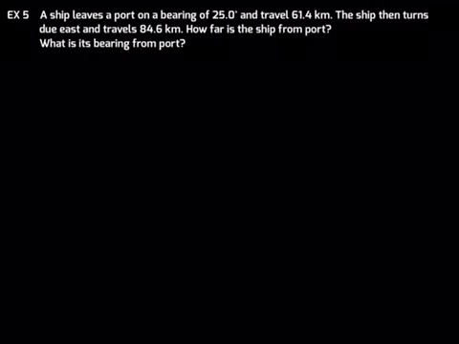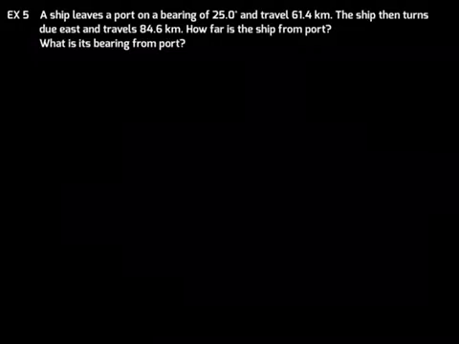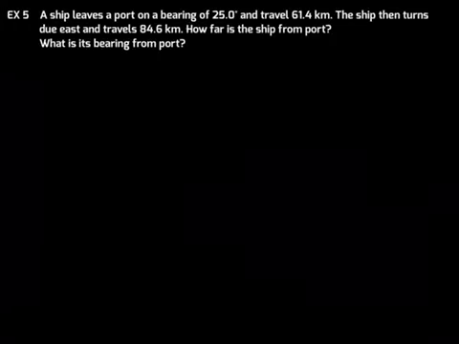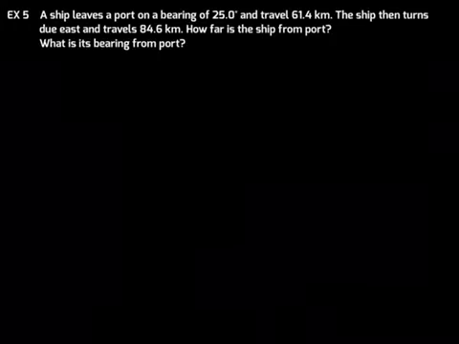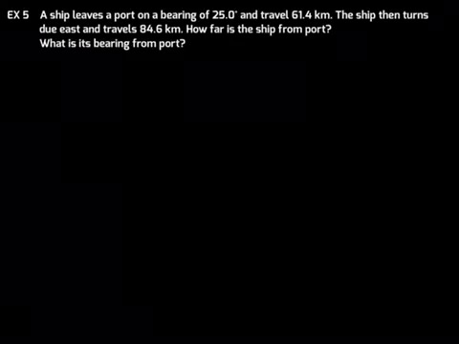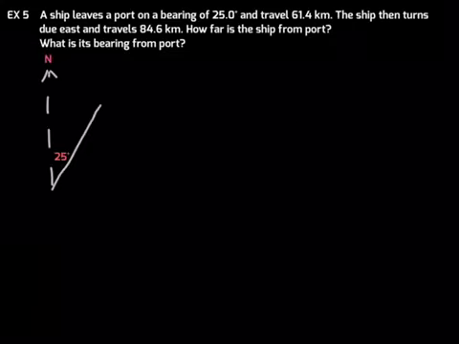Check this out. This is going to be our last question. A ship leaves a port on a bearing of 25 degrees and travels 61.4 kilometers. The ship then turns due east and travels 84.6 kilometers. How far is the ship from port? That's question number 1. And then question 2, what is its bearing from port? Okay, let's draw a picture. I didn't want to show you the complete picture. I want to show you step by step.